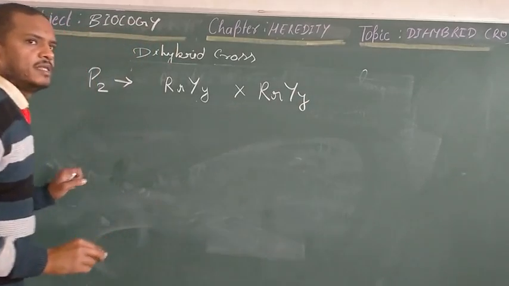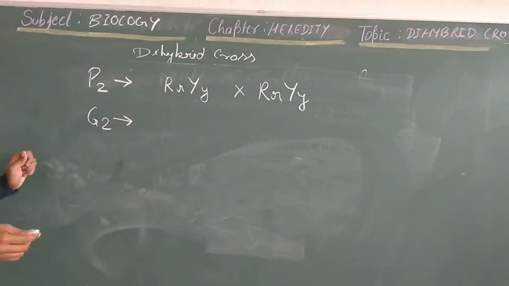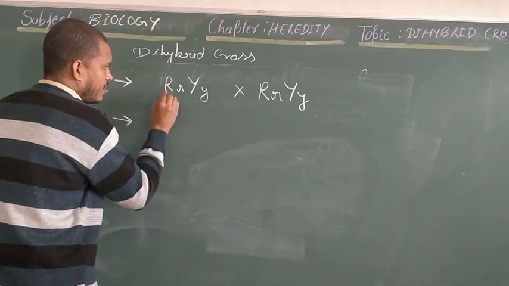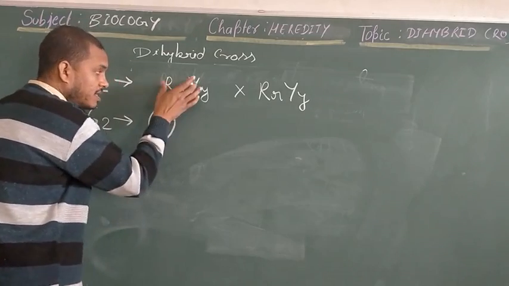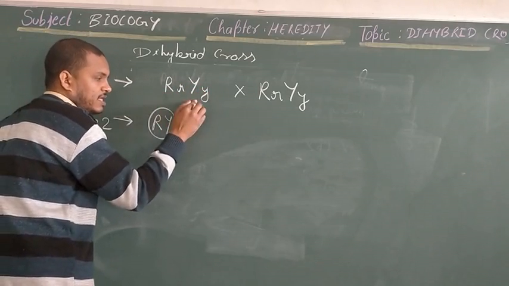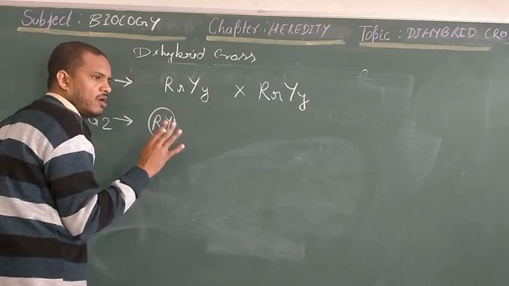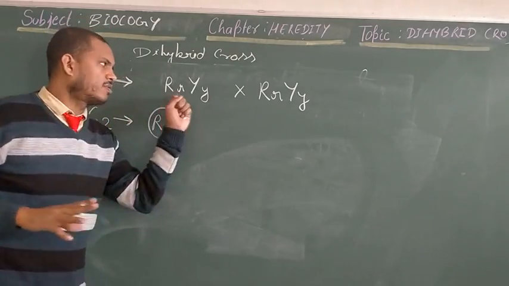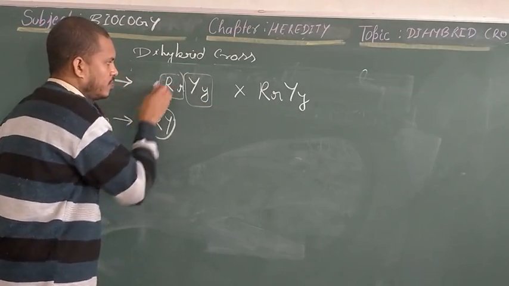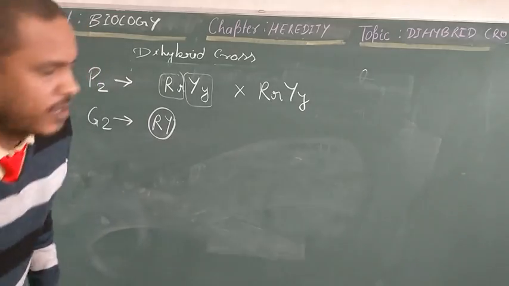Now what will happen? They are going to produce G2, gamete 2. What will you get here? Gamete capital R, capital Y. See, these are the diploid parents which are producing haploid gametes. So this is actually the gene present in the chromosome which is going to be halved during the process of meiosis. This is a particular homologous chromosome, this is also a homologous chromosome. They are going to be halved and independently assort themselves. Don't get confused, okay?